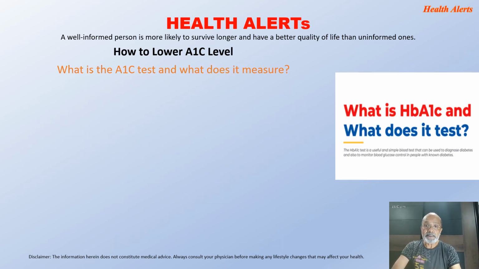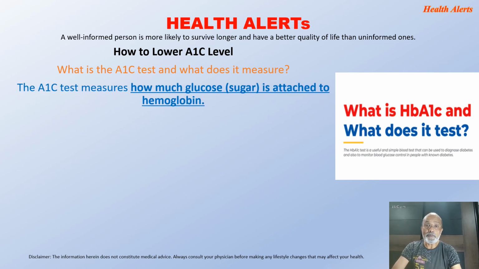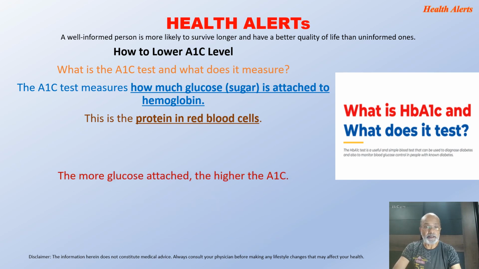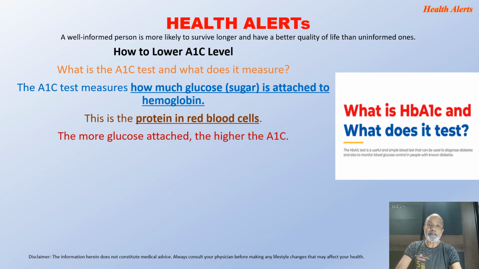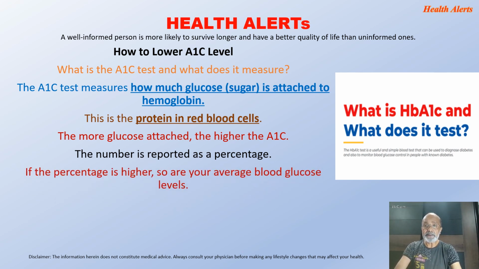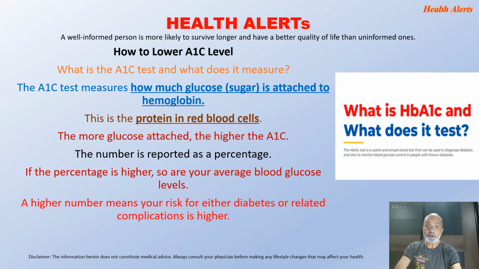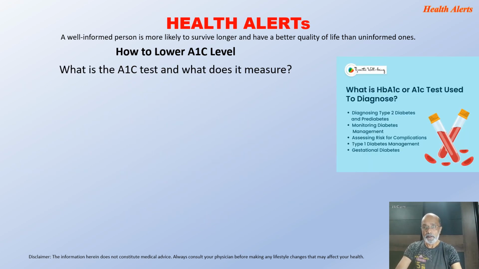What is the A1C test and what does it measure? The A1C test measures how much glucose is attached to hemoglobin. This is the protein in red blood cells. The more glucose attached, the higher the HbA1c. The number is reported as a percentage. If the percentage is higher, so are your average blood glucose levels. A higher number means your risk for either diabetes or related complications is higher.